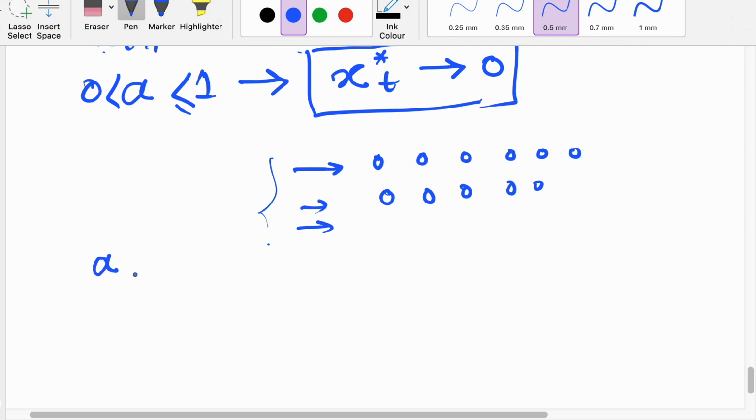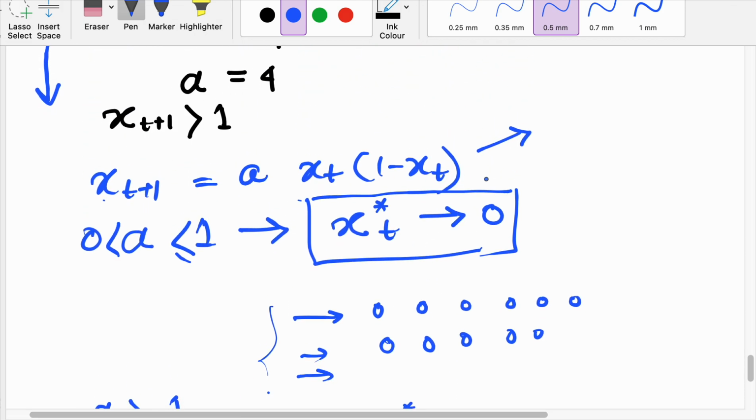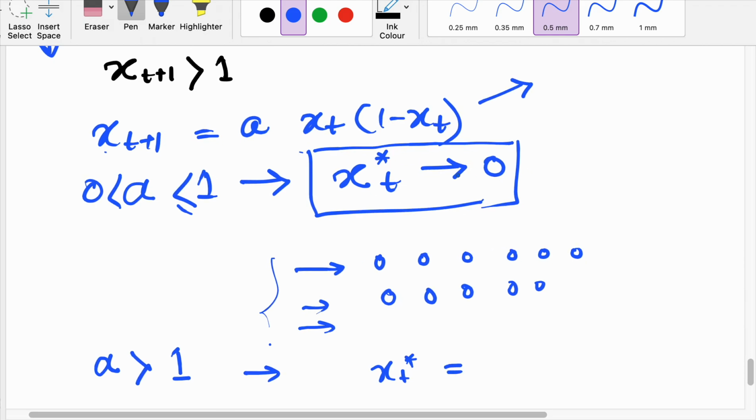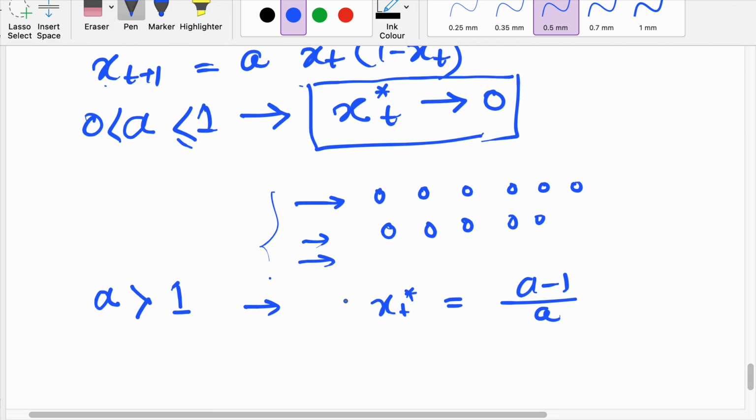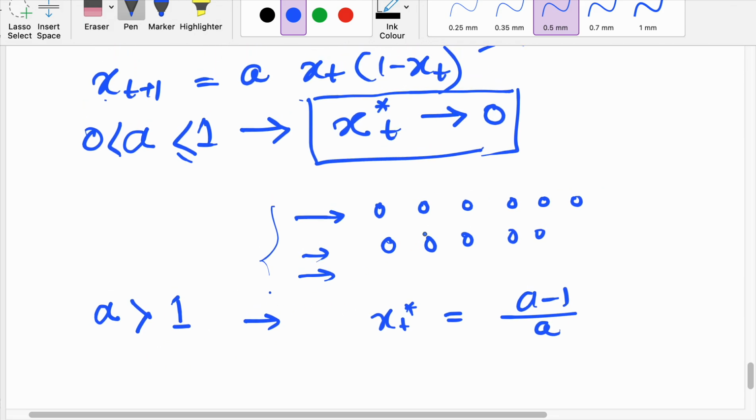Now if I take a greater than 1, you will find that there is a fixed point, x star, whose value will be a minus 1 by a. So the fraction will be this for a greater than 1. It makes sense, since they are reproducing at a much faster rate, there will be some fraction of individuals who will remain.